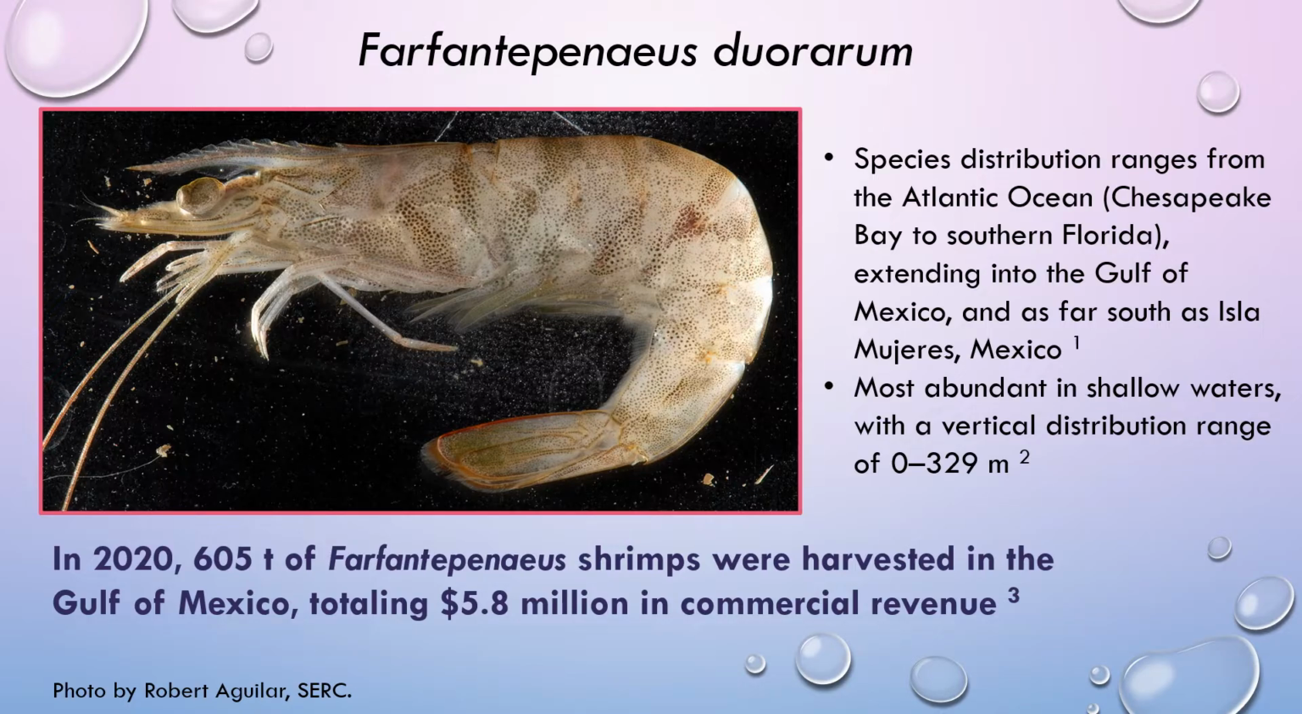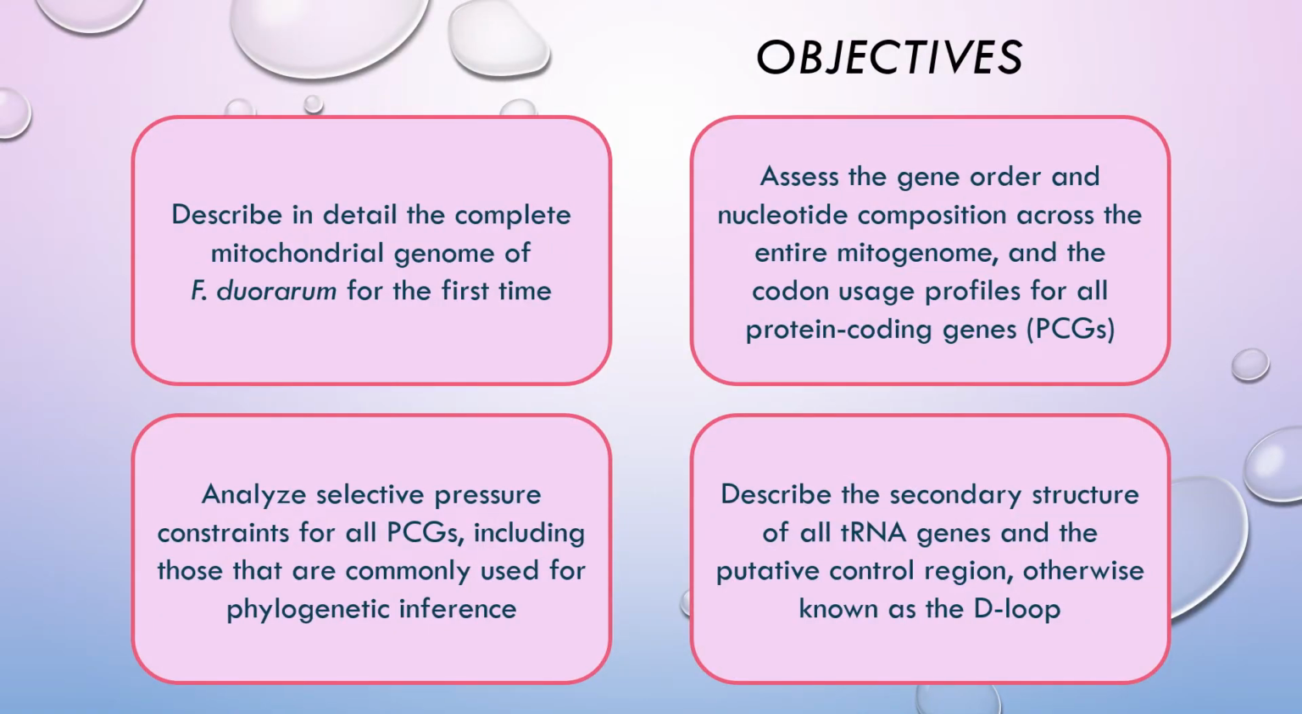in commercial revenue. The objectives of the study were to describe the complete mitochondrial genome, to assess gene order, nucleotide composition, and codon usage profiles, to analyze the selective pressure constraints, and to describe the secondary structure of all tRNA genes and within the D loop.